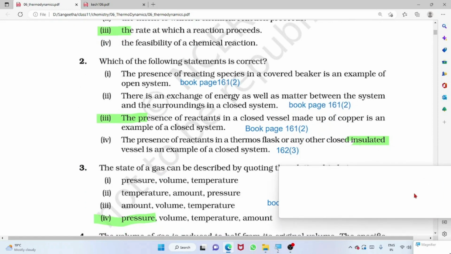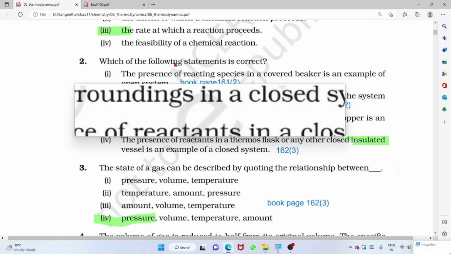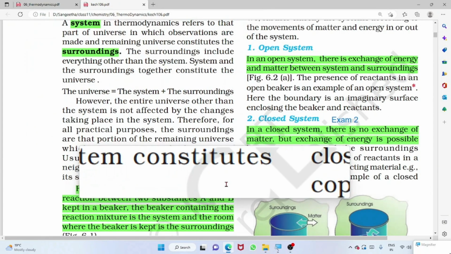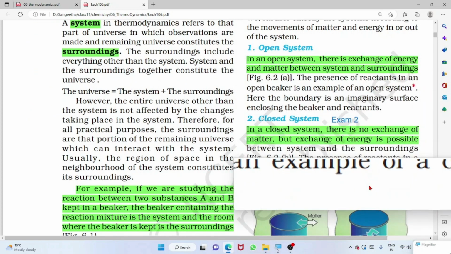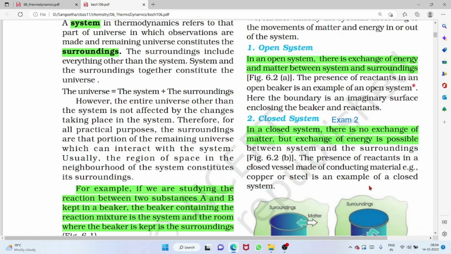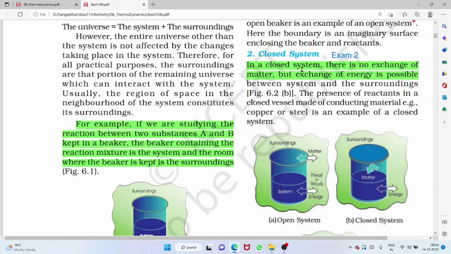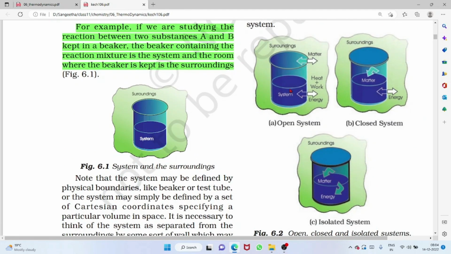Second question, which of the following statements is correct? The presence of reacting species in a covered beaker is an example of an open system. This is related to the open system and closed system, that is given in your book. In an open system, there is an exchange of energy as well as matter with the surroundings. In a closed system, there is no exchange of matter, but exchange of energy is possible. This is given in the diagram.